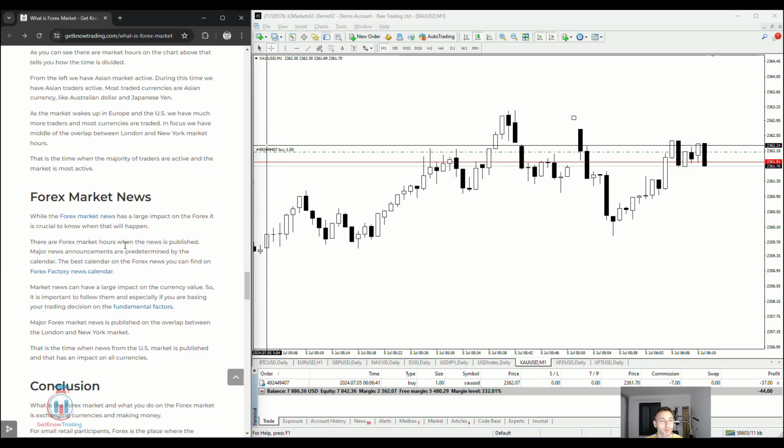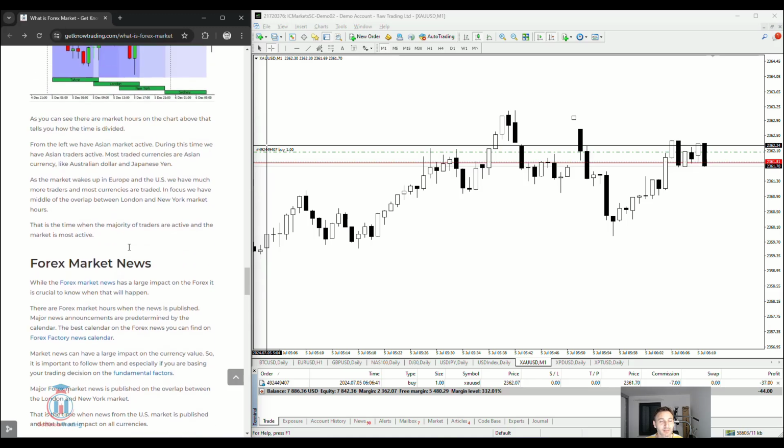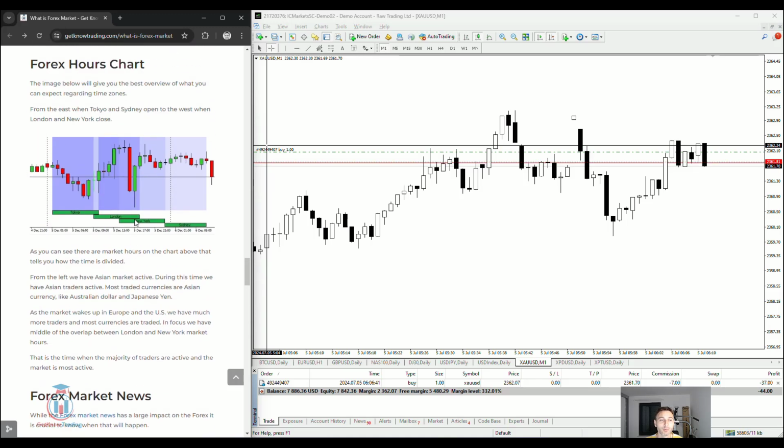Now, Forex market news have a large impact because during this overlap of the London and New York sessions, most of the news are being published. So this published news is affecting how the market reacts. There will be news that will also trigger a large movement on the candles.